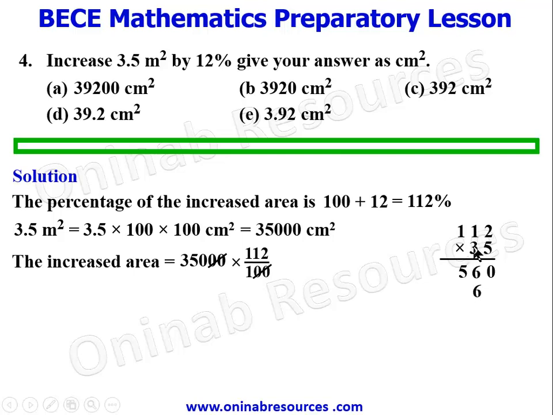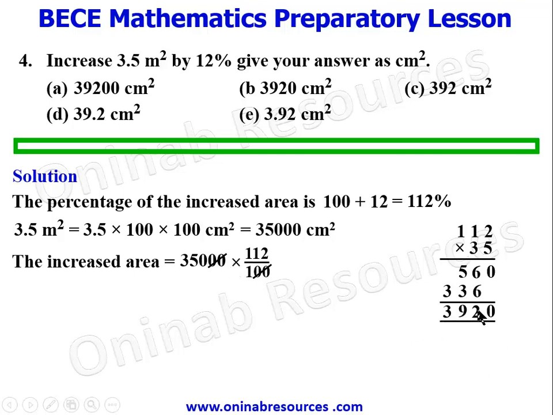So 3 times 1 gives 3. 3 times 1 gives 3. Then we add up. This is 0. 6 plus 6 gives 12. Right? You carry 1. 5 plus 3 gives 8 plus 1, 9, and this is 3. So we have it as 3,920.